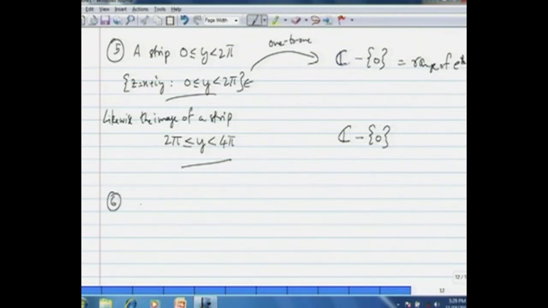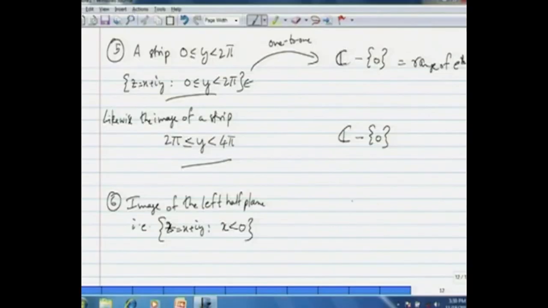Okay. And let me say that the image one can observe of the left half plane, i.e., the set of all z = x + iy, such that x is strictly less than 0. Okay. So, left of the y axis, the left half plane, the image of this is the unit disk, the set of all z such that 0 < |z| < 1. Okay. So, this is the unit disk minus the point 0, of course, the point 0 is not in the image of e^z. Okay.